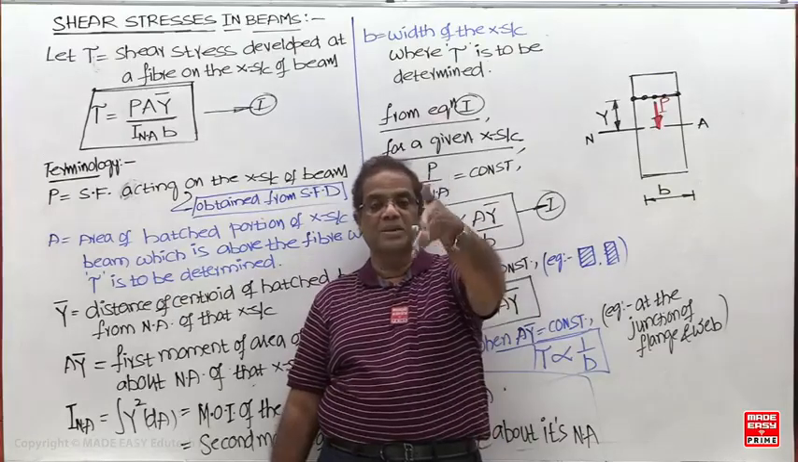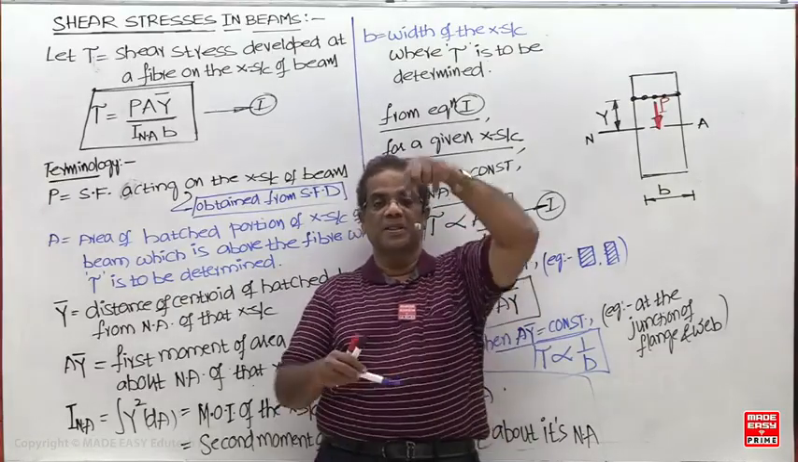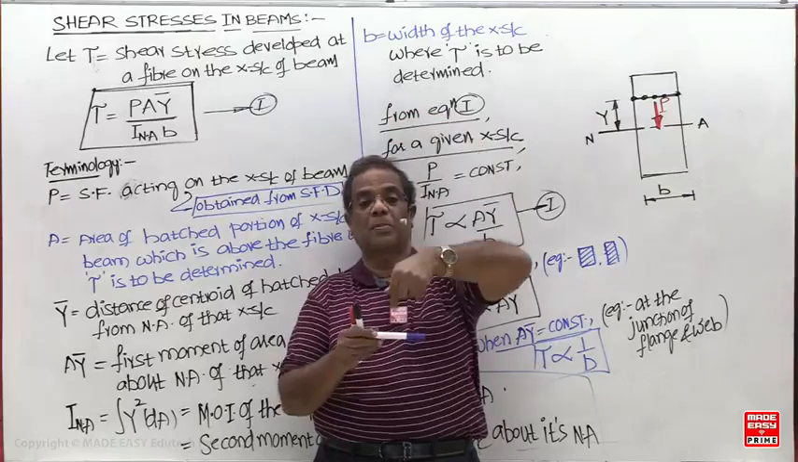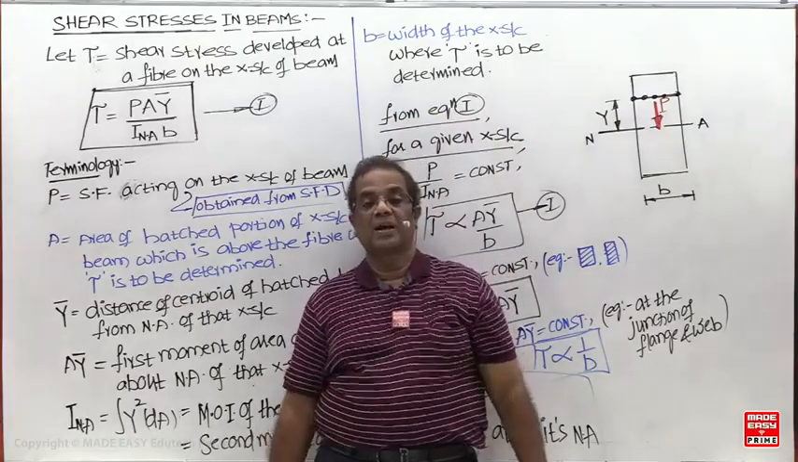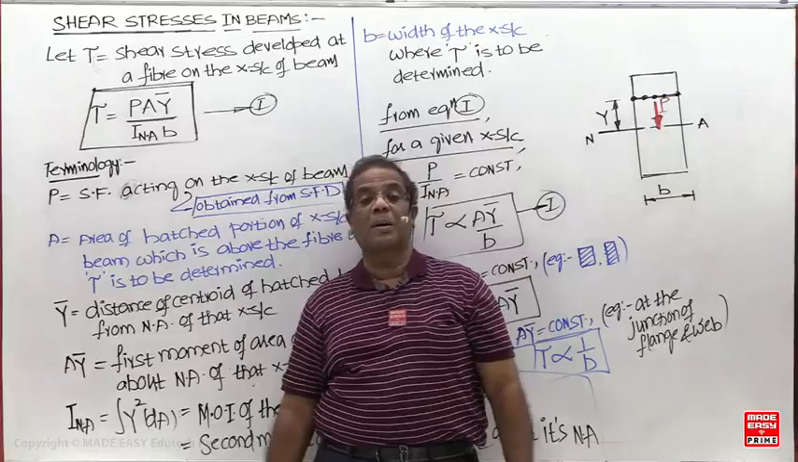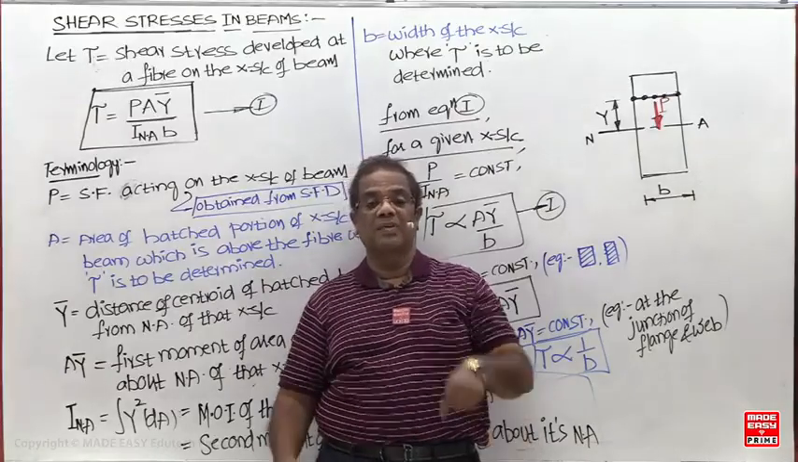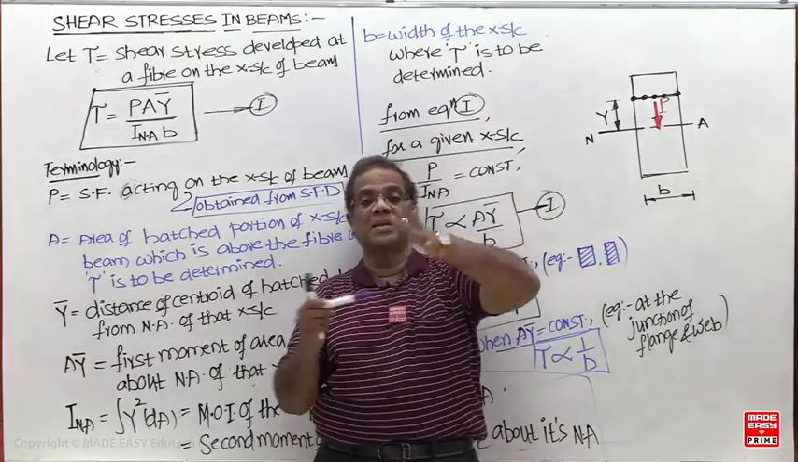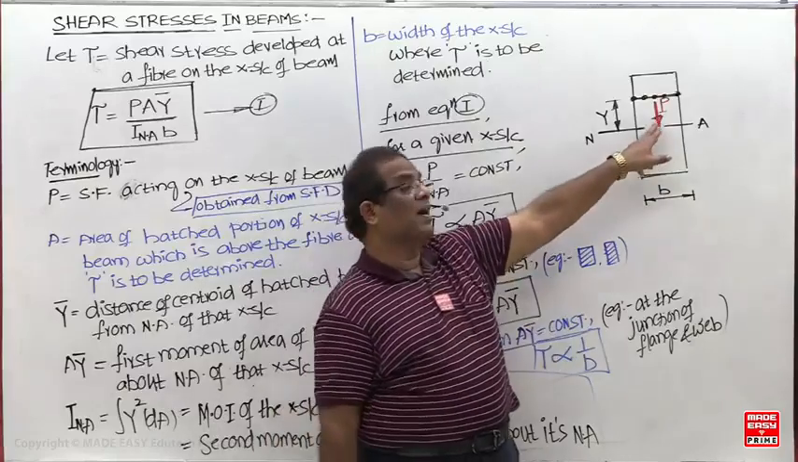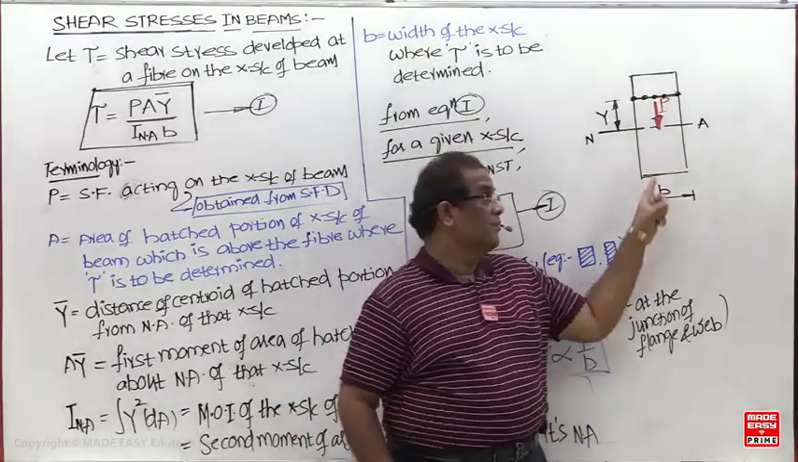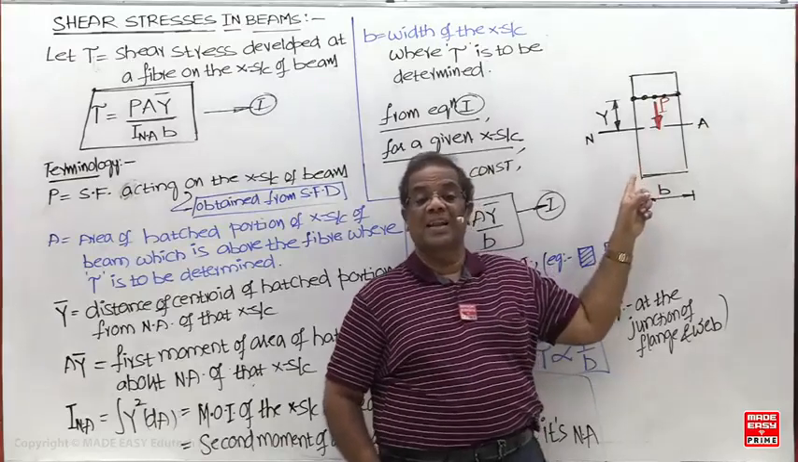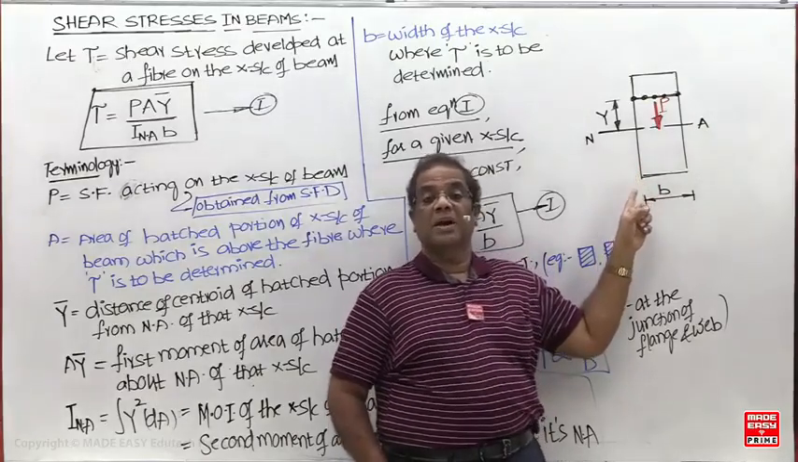At the midspan, what is the shear force value? A simply supported beam subjected to a point load of W at the midspan. I am considering a cross section at the midspan. Now what is the shear force value? W or W by 2? W by 2. Whenever a load is acting at the midspan, it is distributed. So what shear force value do I have to take? W by 2.